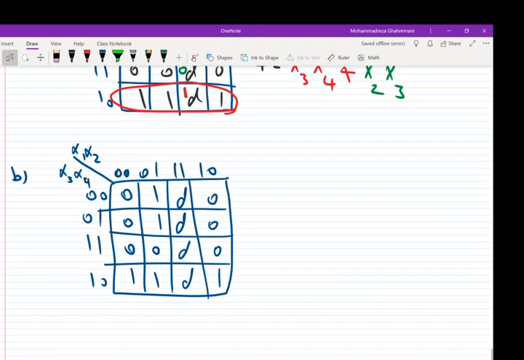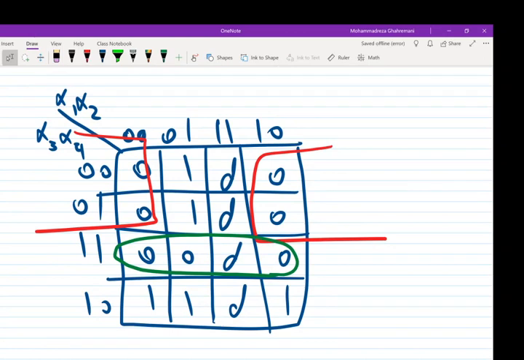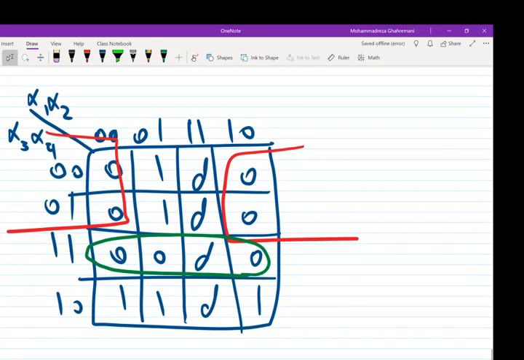Because in part B we want to find the minimum cost product of sums for this circuit, we need to group zeros. So in order to group zeros, we can group these two zeros with these two zeros together, and we can group these four zeros together. As you see here, we considered this d as 0, the other d's as 1.